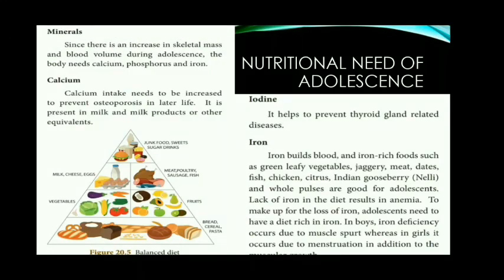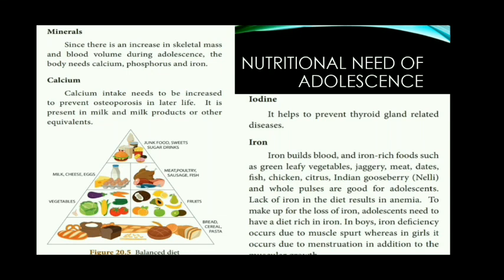Next is the nutritional need of adolescence. Adolescence is a stage of rapid growth and development. Hence, a diet with proper calories and other nutrients is needed for proper health and physical activity. A balanced diet is very important during adolescence. The balanced diet includes proteins, carbohydrates, fats and vitamins in required proportions.